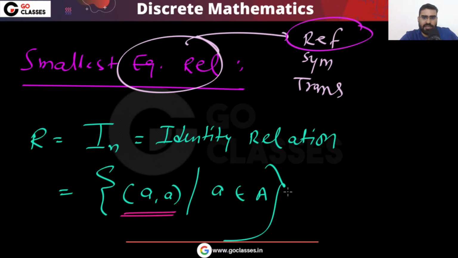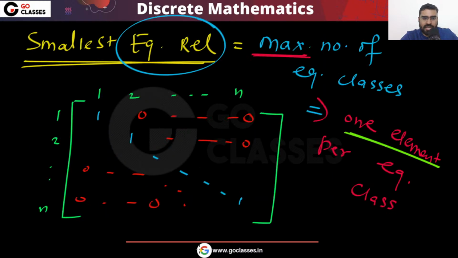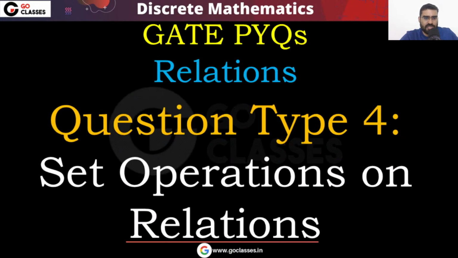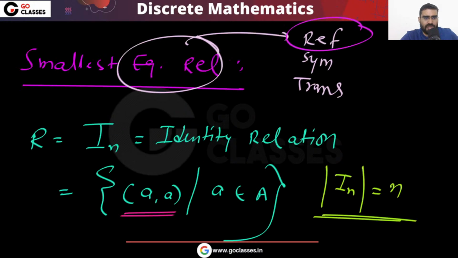So the cardinality will be what? What is the cardinality of the identity relation? That will be only n. N reflexive pairs are there. So here the smallest equivalence relation cardinality will be n. So the answer is going to be n square comma n. Very simple. So these are the questions related to counting the number of relations.